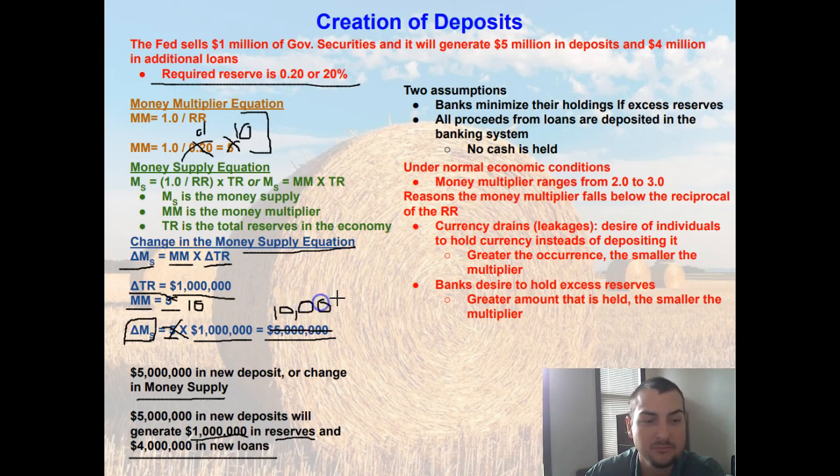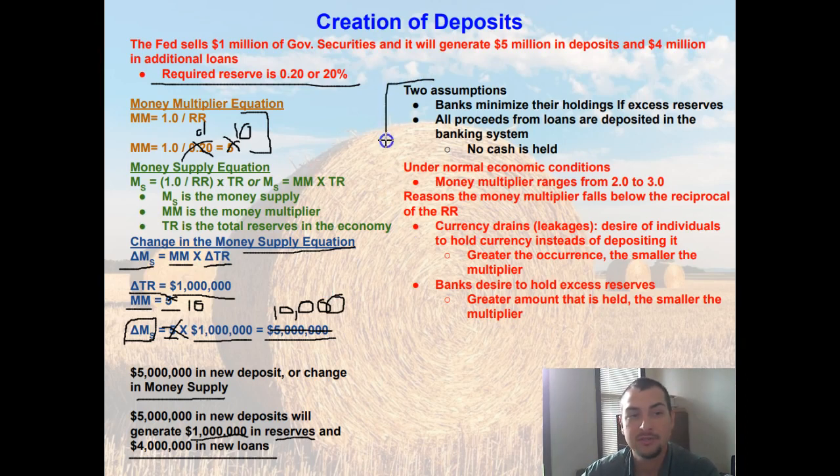So how does changing the required reserve ratio impact the money supply? Well, it's very simple. The lower the required reserve ratio, the higher the impact new deposits will make on the economy. The higher the required reserve ratio, the less impact new deposits will make upon the economy. So changing that required reserve ratio will definitely affect that money supply.